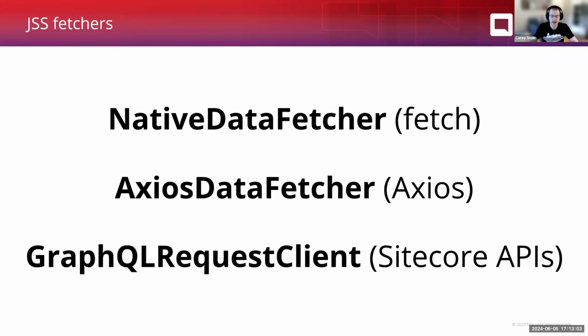The reason for that is that Next.js ships with its own implementation of fetch, and Vercel is constantly adding features to fetch, like request deduplication and caching. And so if you use the native data fetcher, you'll get those features for free, whereas you wouldn't get those with the Axios data fetcher. The nice thing about using these is they all are configured to use debug logging. So you'll get that feature for free when you use these.